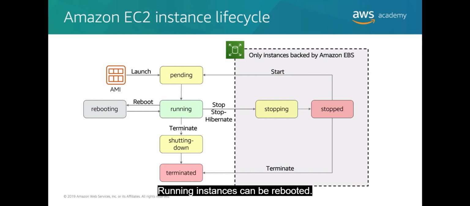Running instances can be rebooted. A rebooted instance stays on the same physical host, maintains the same public DNS name and public IP address, and if it has instance store volumes, it retains the data on those volumes. Running instances can also be terminated. If they are, they will enter a temporary shutting down state before they are terminated. A terminated instance remains visible in the Amazon EC2 console for a while before the virtual machine is deleted. However, you can't connect to or recover a terminated instance.